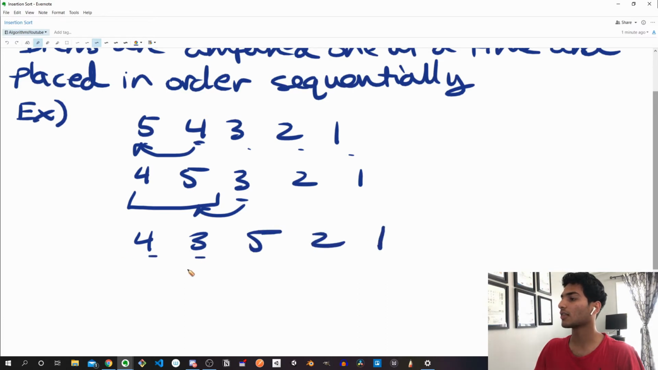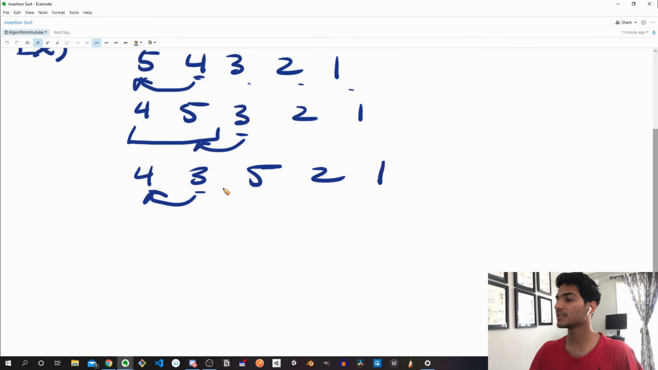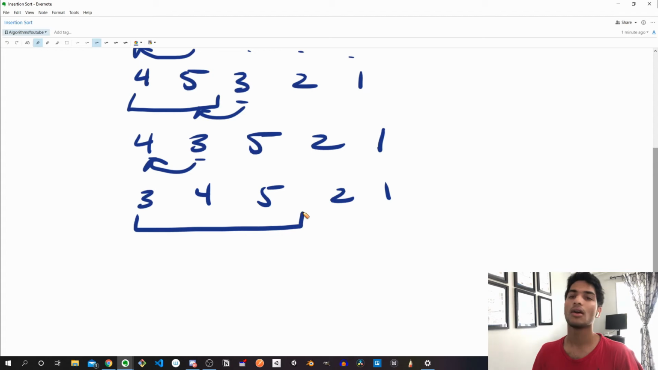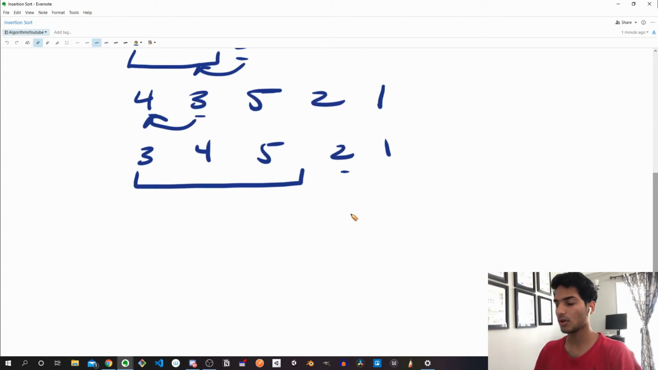But also note that 3 is less than 4, so we make one more comparison. We compare the 3 and the 4, and we notice that 3 is less than 4, so we move it up one more time. And so we get 3, 4, 5, 2, and 1. Now we know that the first 3 elements of the array are completely sorted, and when we move on to number 2, we can do the exact same thing. We compare 2 and 5, and we know that 2 is smaller than 5, so we get 3, 4, 2, 5, and 1.